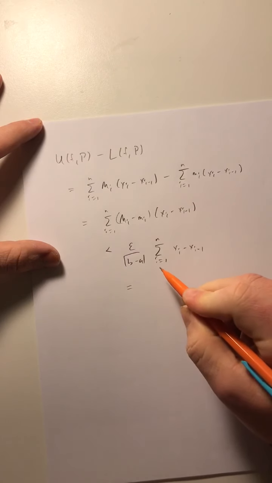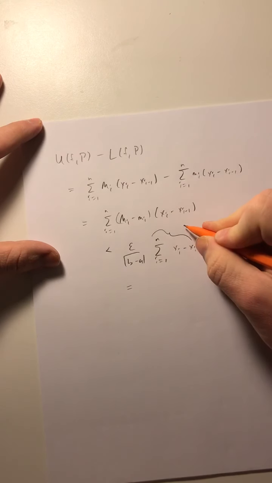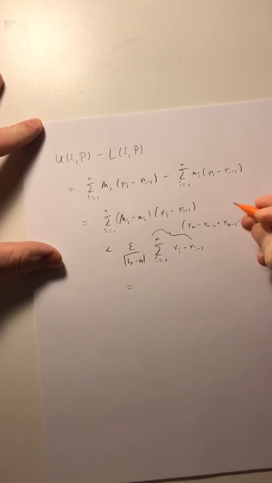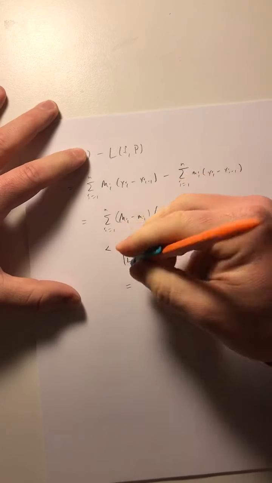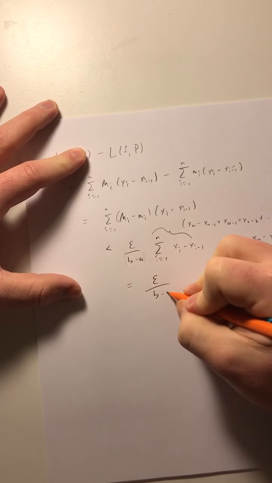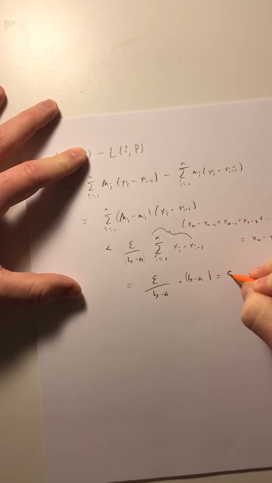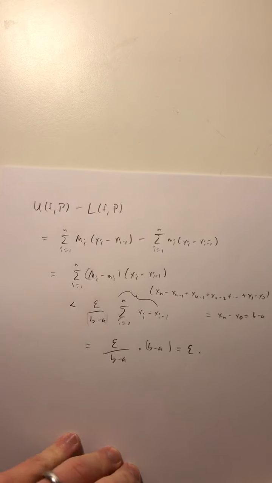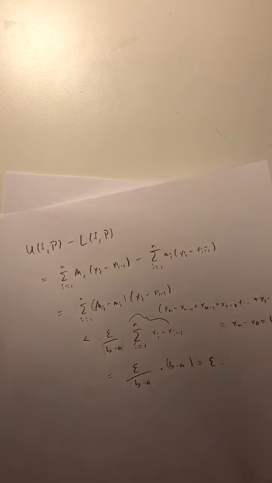And now this is a telescoping sum. It's xn minus xn minus 1 plus xn minus 1 minus xn minus 2, all the way down to plus x1 minus x0, which is xn minus x0, which is b minus a, and I don't need these absolute values. b is bigger than a. So I get epsilon over b minus a times b minus a, which is just epsilon. That's the proof. So we proved the one lemma.